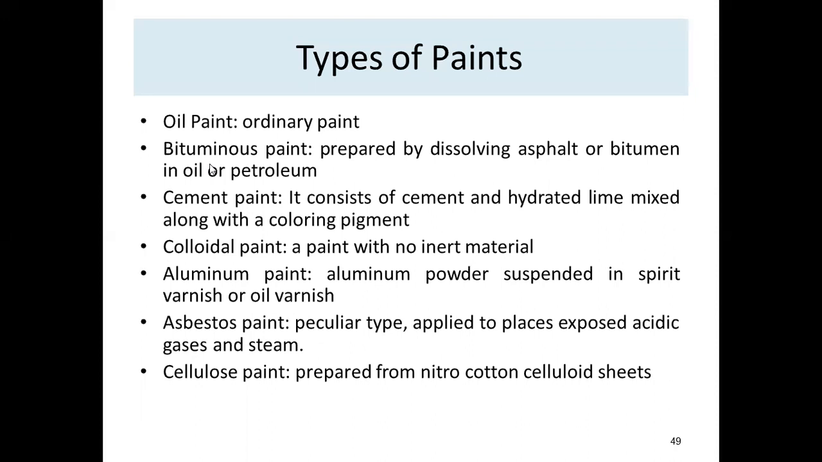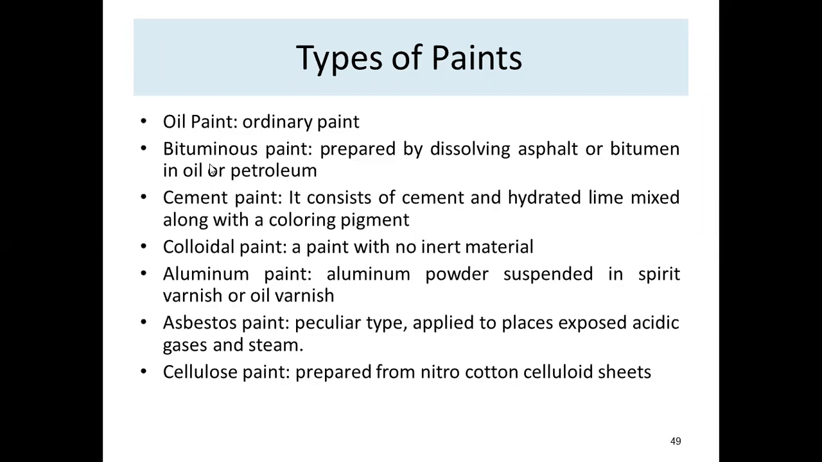Then the next type of paint is colloidal paint. In a colloidal paint we are not going to use any kind of inert material. Whatever base is there, with this only we are preparing the colloidal paint, and it is costlier as compared to the other types of paint. Then the next type of paint is the aluminum paint.